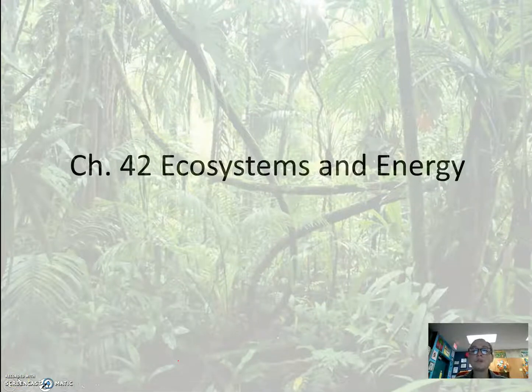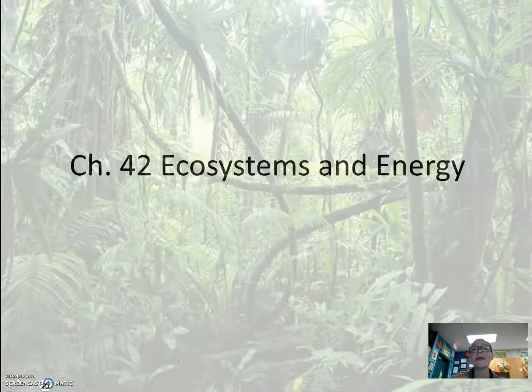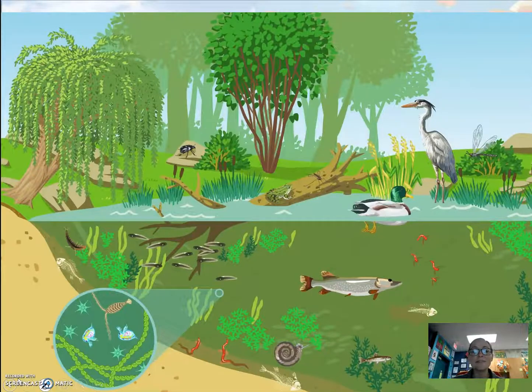So chapter 42 is about ecosystems and energy, and this is going to extend on our population ecology, community ecology, and now we're adding in whole ecosystem ecology, basically. The difference between a community and an ecosystem is that an ecosystem also includes the abiotic factors. While a community was talking about the interactions between populations, now we're looking at how temperature, rainfall, soil quality, water, nutrients, and energy also play a role in communities, making it an ecosystem.